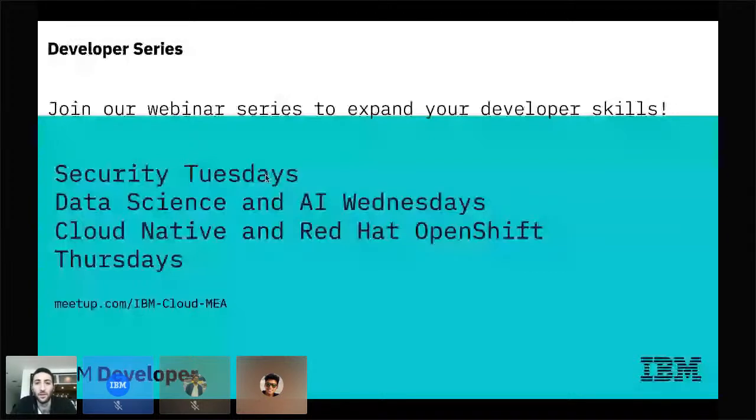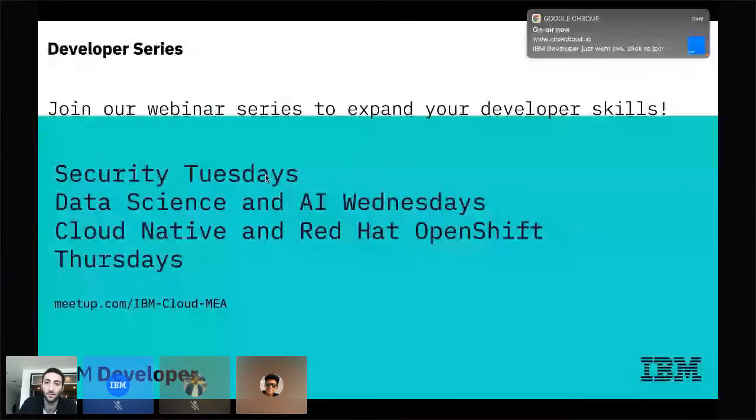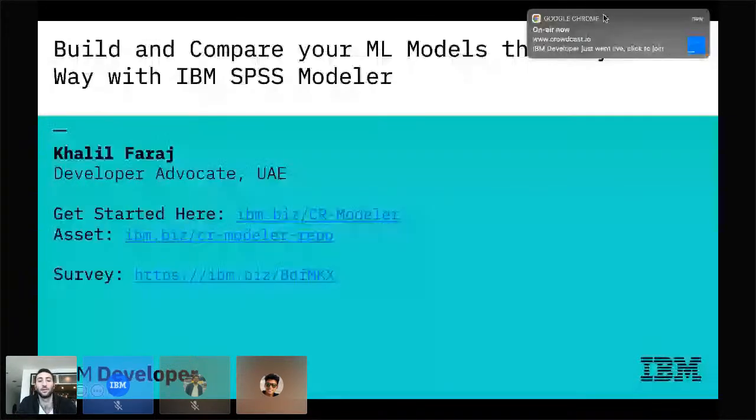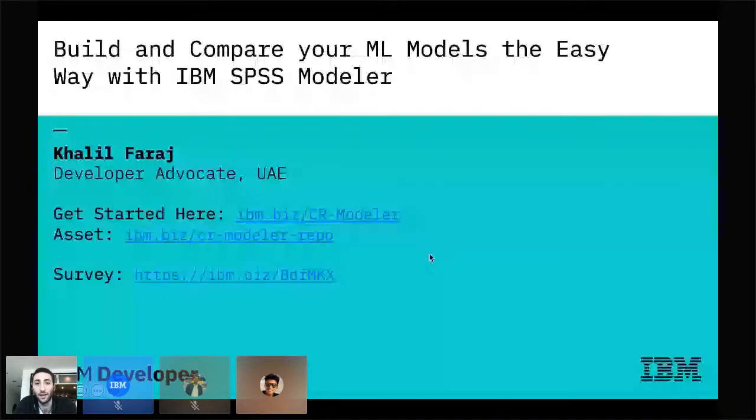of the IBM Developer Series, where we talk security on Tuesdays, data science and AI on Wednesdays, and cloud native and Red Hat OpenShift on Thursdays. So today, because it's Wednesday, we'll be discussing an AI topic, which is how we can build and compare machine learning models the easy way with IBM SPSS Modeler.